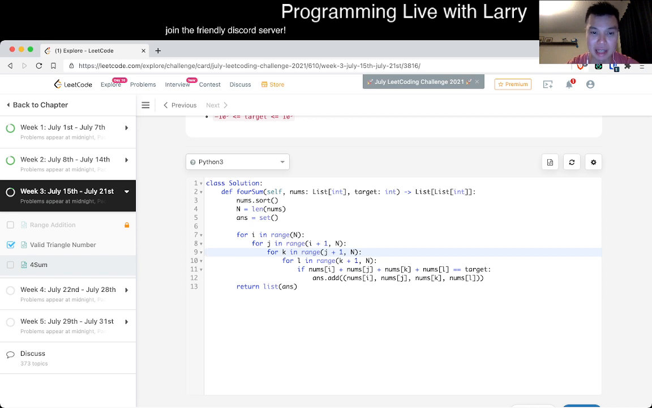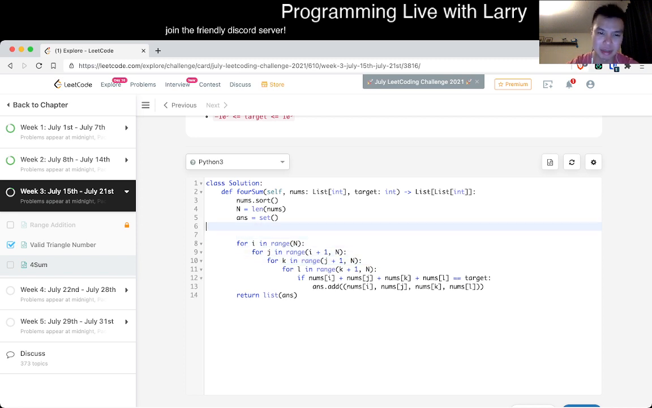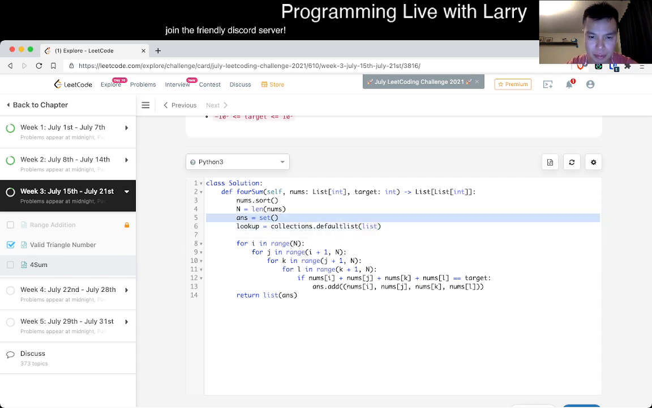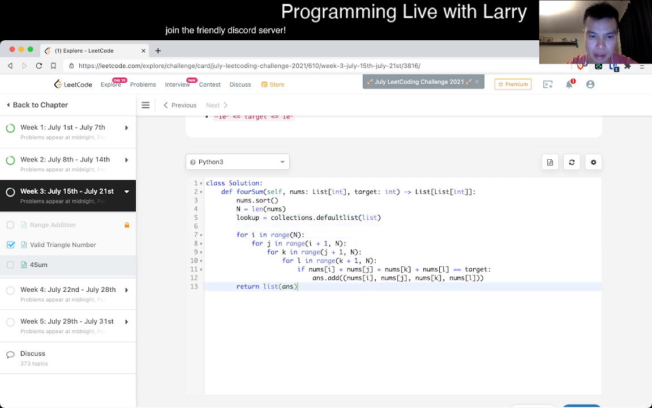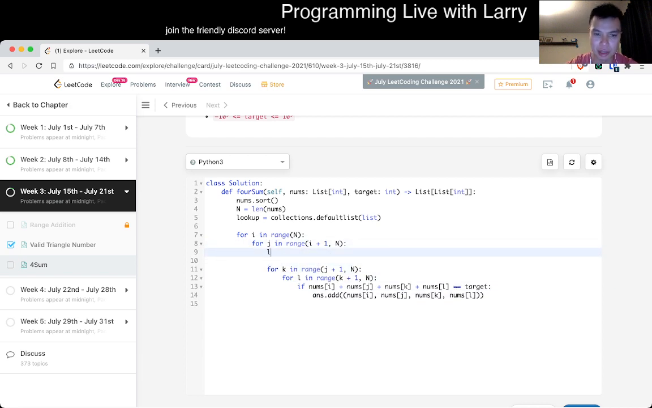Now we take half at a time. So let's just say lookup is equal to a defaultdict of a list. And then in that case, I would say lookup of nums[i] plus nums[j], we append it to nums[i], nums[j]. And actually, let's make this a set instead of a list because we want to dedupe.